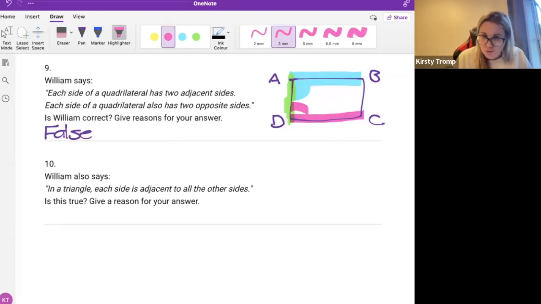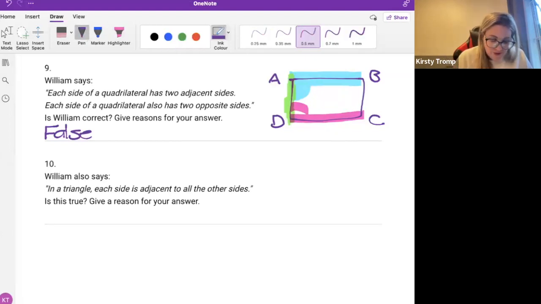Then that means it's got 2 adjacent sides: DC and AB. Yes, so the first one is correct. Each side of the quadrilateral does have 2 adjacent sides. I'm happy with that one. Talk to me about the next one. Each side of the quadrilateral has 2 opposite sides. Is that true?